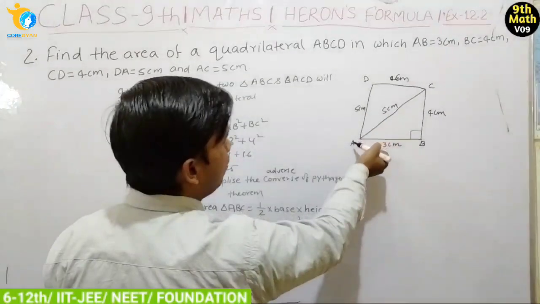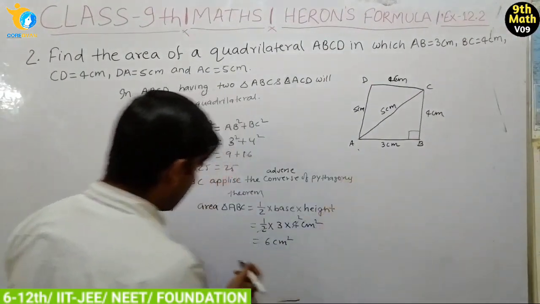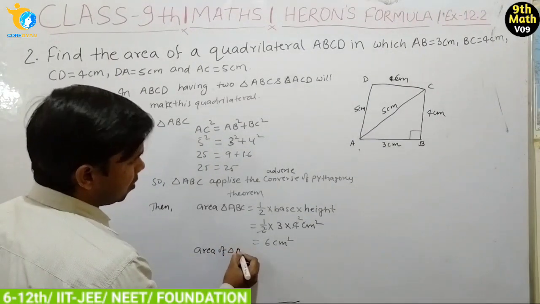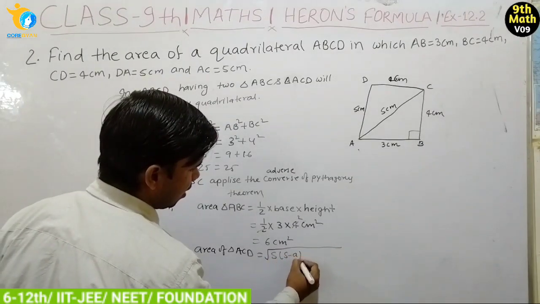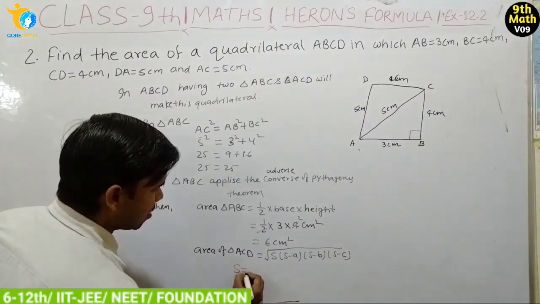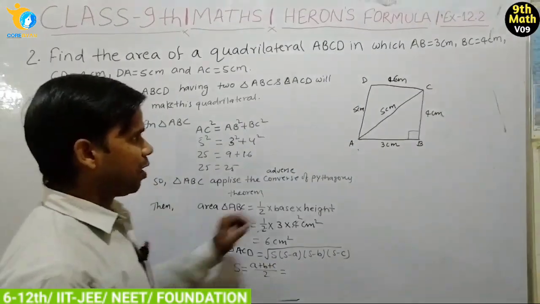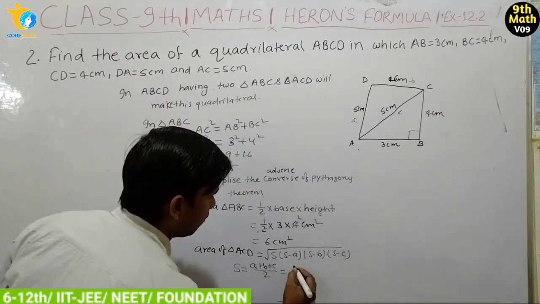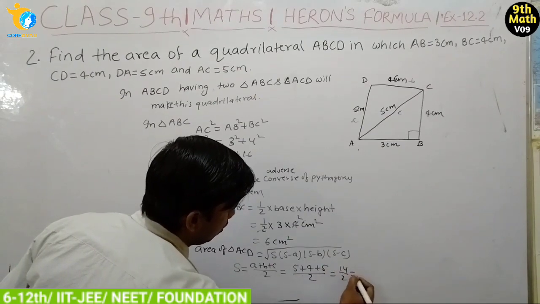Then you have to find the area of ACD. So with the help of Heron's formula, area of triangle ACD is equal to root under S into S minus A into S minus B into S minus C. So firstly we have to find S. S is the semi-perimeter. S is equal to A plus B plus C upon 2. So this is A, B and C: 5 plus 4 plus 5 upon 2. So this is 14 upon 2, which is equal to 7.